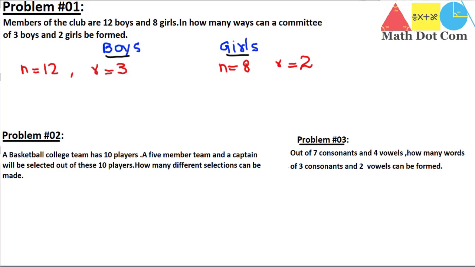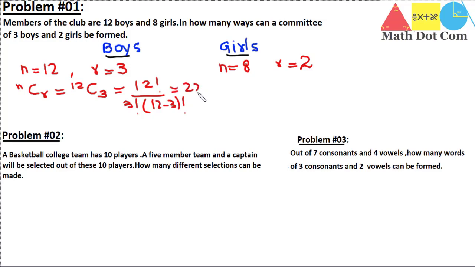The formula of combination is nCr. So we can say 12C3, and we can solve it as 12 factorial divided by 3 factorial times (12 minus 3) factorial. So the answer will be equal to 220. So this is the selection of the boys. Now what about the girls?